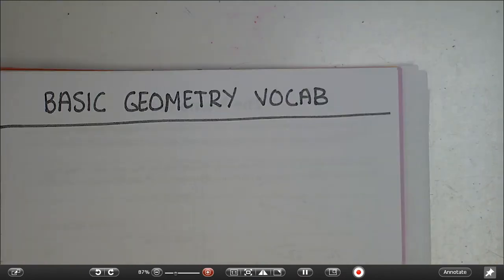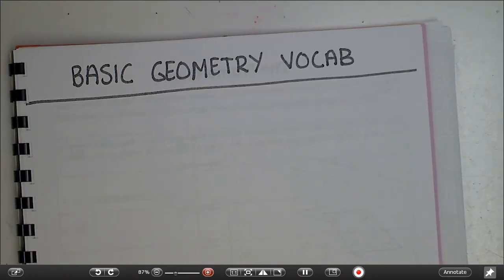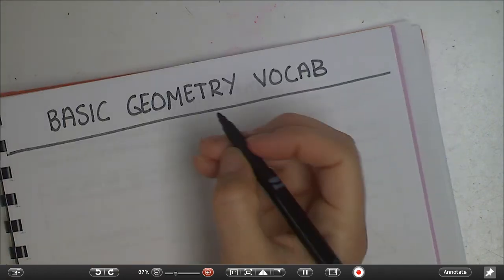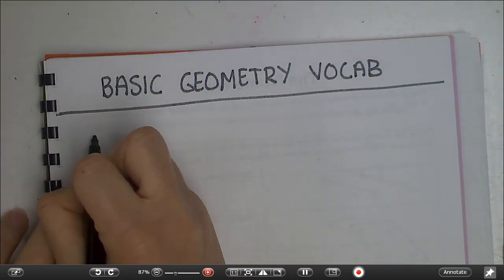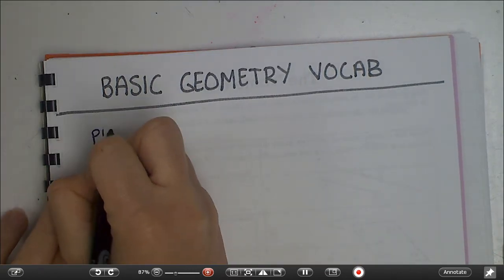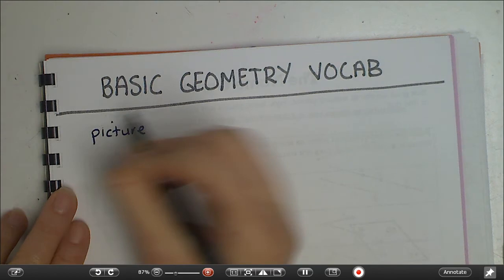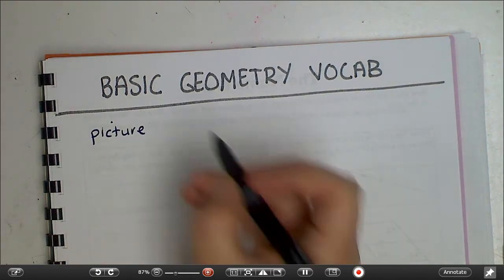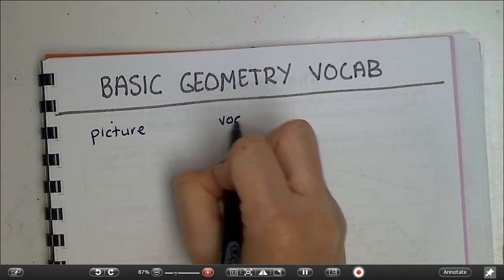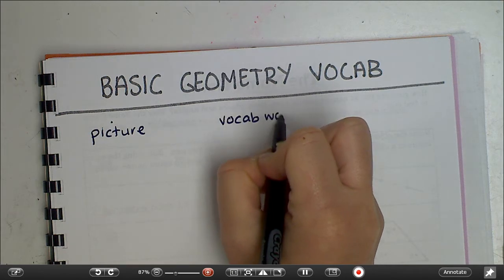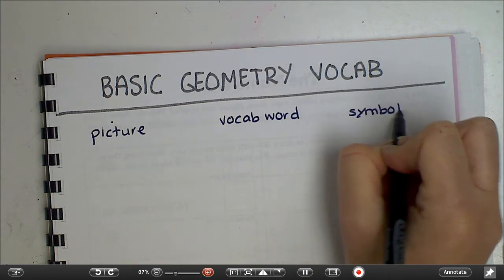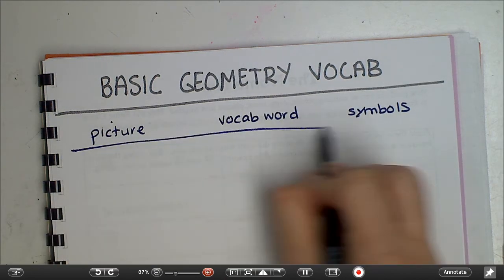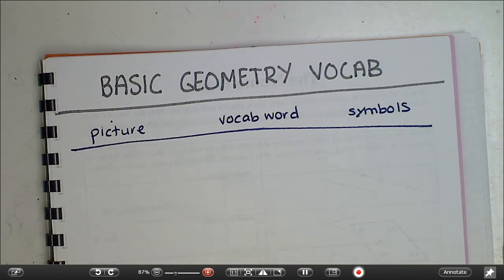So just the basic terms you need to know to communicate in geometry, kind of a common language. We're going to do this fairly quickly. We have 3 columns. There will be kind of a little picture or diagram, the vocabulary word, and then the symbol, how you would write that in symbols. All right, so let's get started.